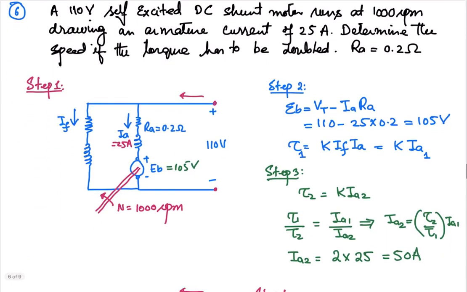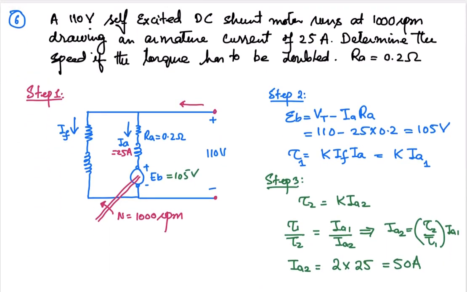Okay, now our next example is related to the self-excited DC shunt motor, that is basically a shunt type machine. It is running at 1000 rpm and it is drawing an armature current of 25 ampere. We need to determine the speed if the torque has to be doubled. The applied torque has been doubled, and the armature resistance is 0.2 ohm. So we need to look at what the speed will be if we double the torque on the machine.